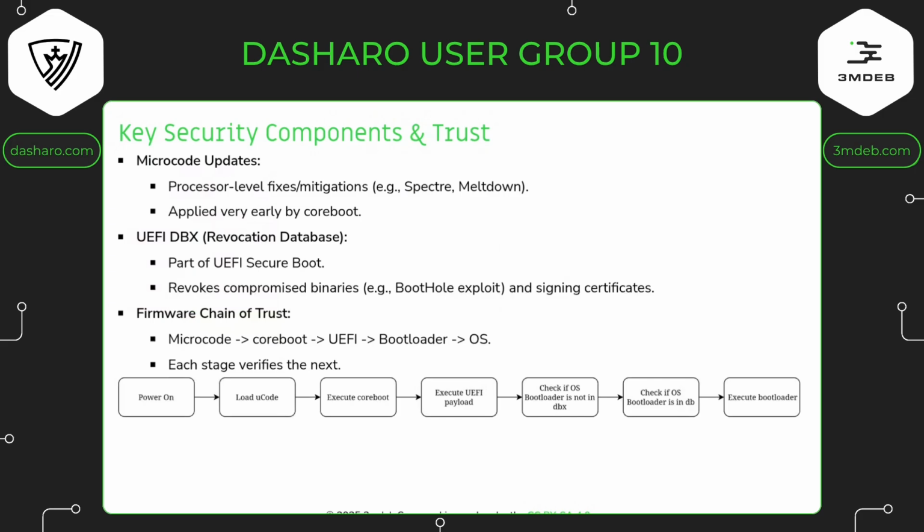Okay, so let's talk about the most critical parts of the boot security, of firmware security. The first and the last components of the firmware trust chain are microcode updates and UEFI DBX respectively. The first component is microcode, which includes processor level fixes and mitigations for example, Spectre and Meltdown, and they are applied very early by Coreboot. And then we have the UEFI Revocation Database, or DBX, which is part of UEFI Secure Boot and revokes compromised binaries, for example, the BootHole exploit and revoked signing certificates that are no longer trusted. The firmware chain of trust is therefore microcode, Coreboot, UEFI, bootloader, and OS. And each stage verifies the next.